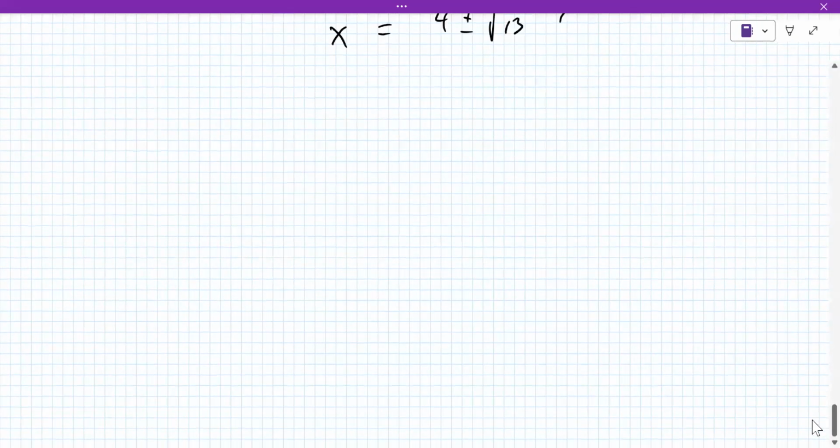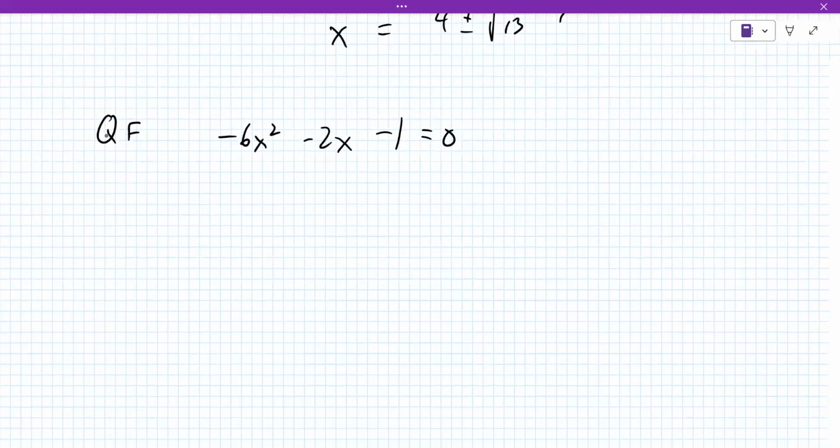We've not done many quadratic formulas, so I'm going to specify that you will use the quadratic formula for this one. Minus 6x squared minus 2x minus 1 equals 0. That's 2 plus minus square root of 4 minus 20 minus 24. It's no solution.